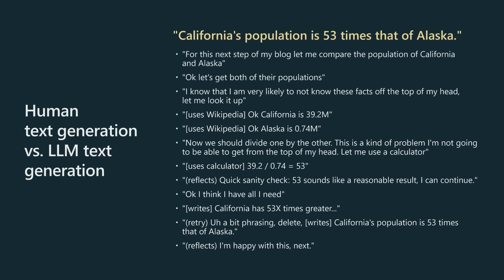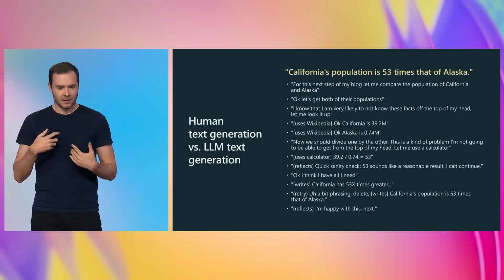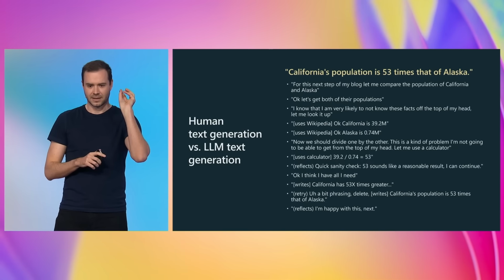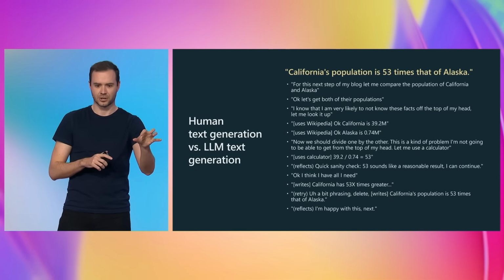Okay, for this next step, let me compare these two populations. First I'm obviously going to need to get both of these populations. Now, I know that I probably don't know these populations off the top of my head. So I'm aware of what I know or don't know of my self-knowledge, right? So I do some tool use, and I go to Wikipedia, and I look up California's population and Alaska's population.